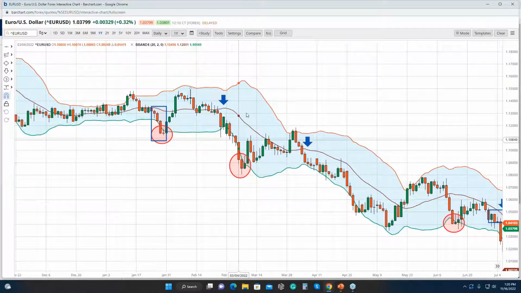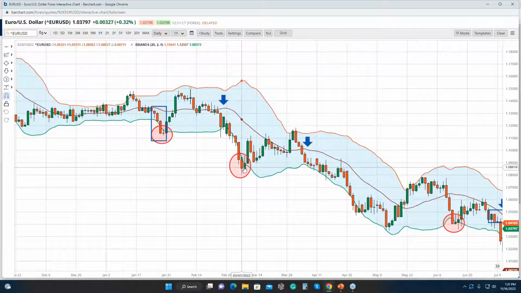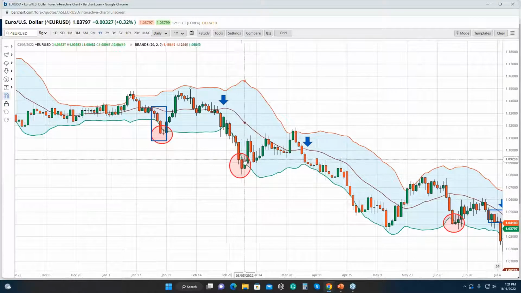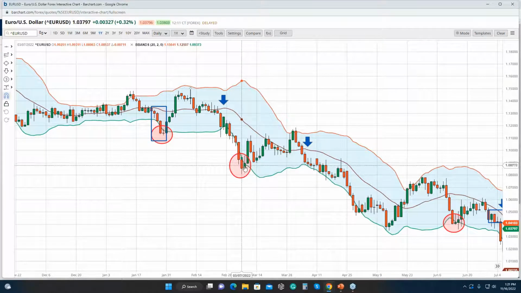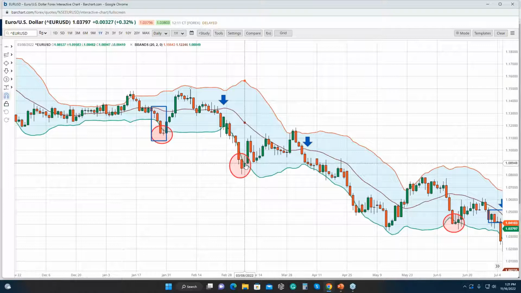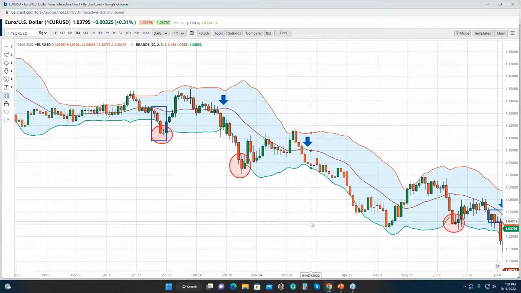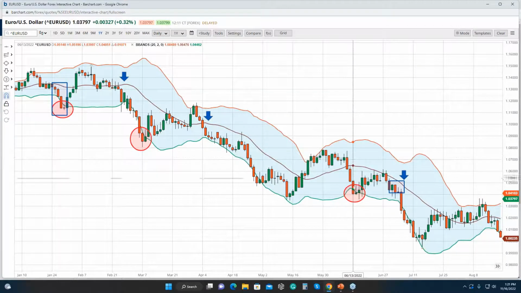Now, here we see bands are much wider, and this one worked just as well. But again, the whole candle is outside of the Bollinger Band, and then once price is released, that pressure, then price reverted back to the mean. Again, down here, same thing. Whole candle outside and reversion back to the mean.